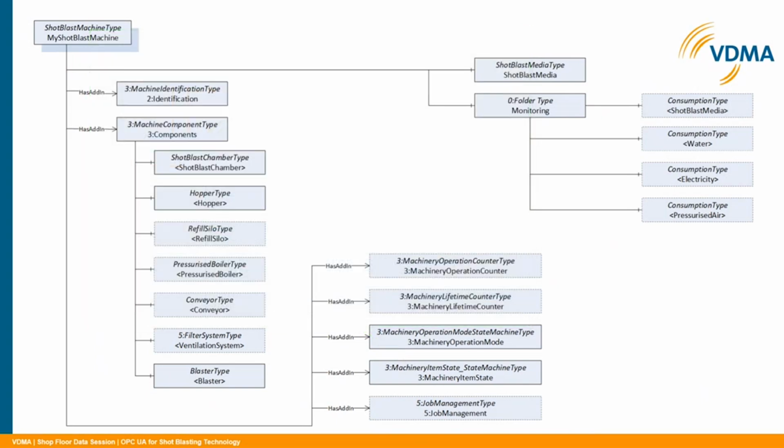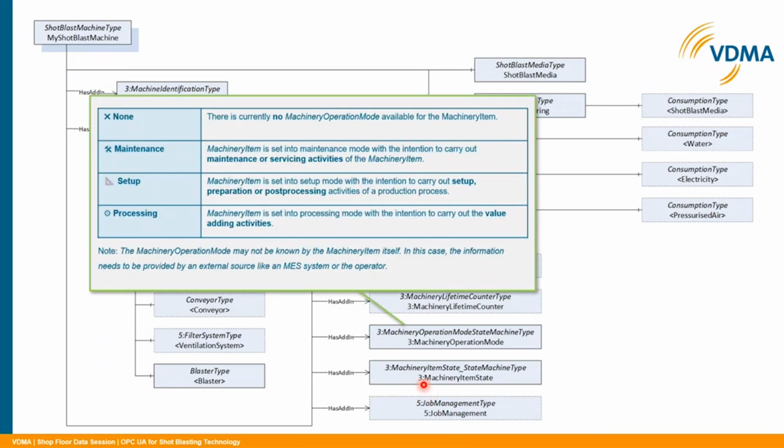Beside this state machine, the machinery also gives you another state machine, the machinery operation mode state machine. It tells you what you actually planned for the machine. So if you don't have any plans, then you're on the state none. If you want to make maintenance works, then you are on the state maintenance. Then you have a setup state. And for sure, you have a processing state if you want to work with the machine.